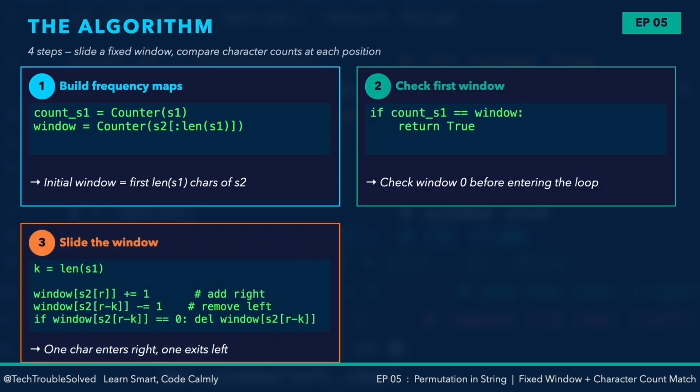Step 3. Slide the window. This is the heart of the algorithm. One character enters from the right. One character leaves from the left. Window moves one step forward.